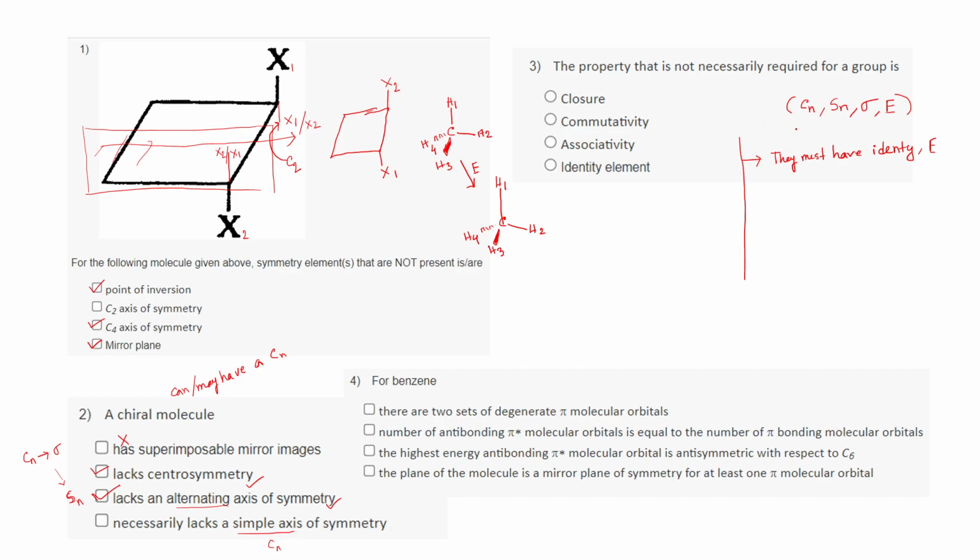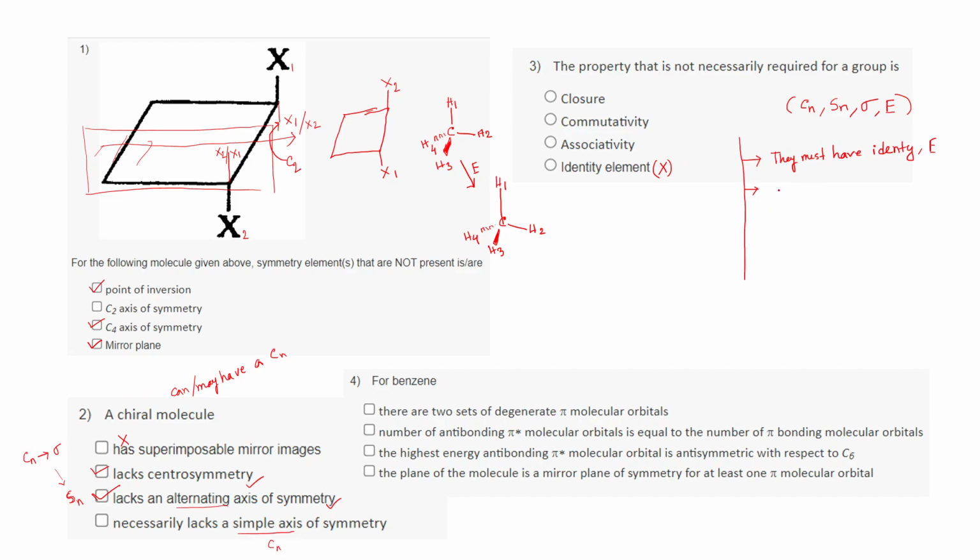So to form a group, they must have an identity E. So the property not necessarily required cannot be the identity element. If I choose this one, it will be a wrong option, since necessarily it will have an identity element. That comes from the definition of a group. And the other thing is that whatever symmetry operations are there in the group, they should show commutativity and associativity also.